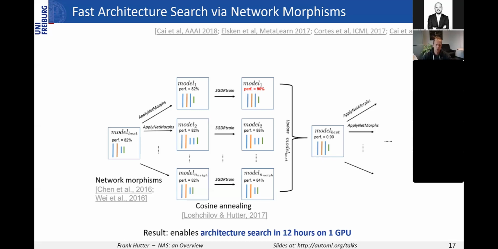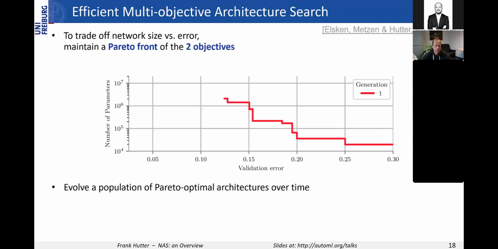You could do this approximately, but you can't do it perfectly. And so you don't want your networks to grow larger and larger. You also want to have small networks that do well. That's why we have this follow-up on efficient multi-objective architecture search, where we traded off the network size versus the error, maintaining a Pareto front of the two objectives.